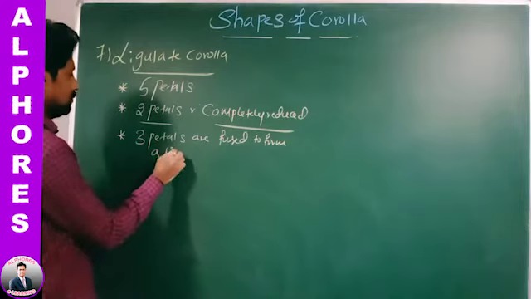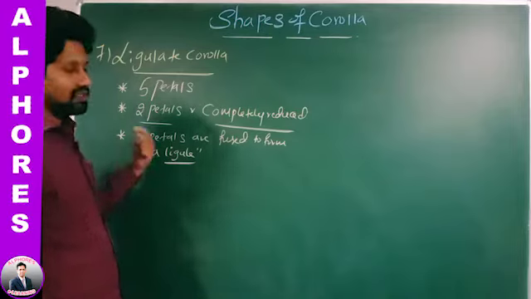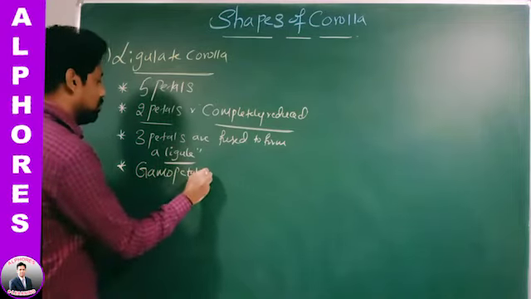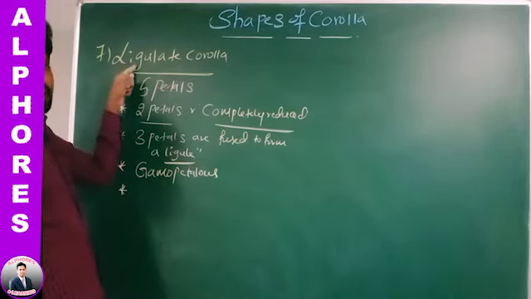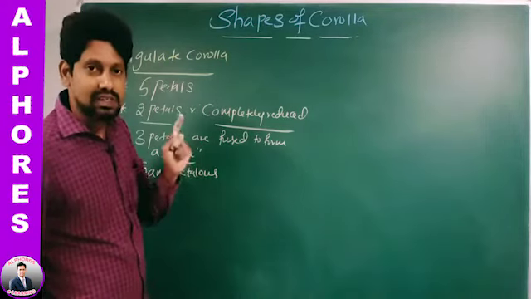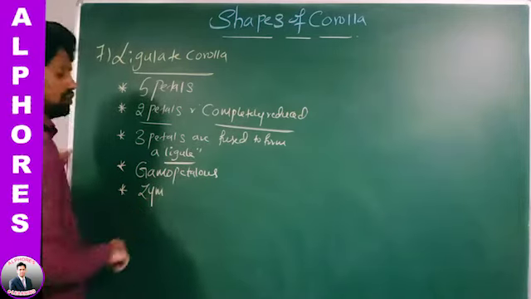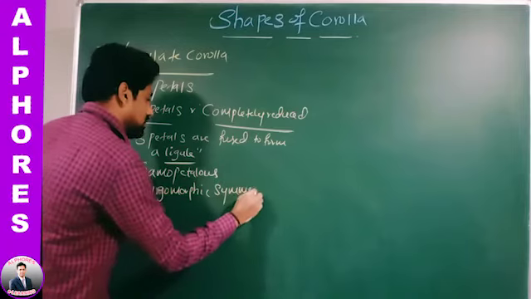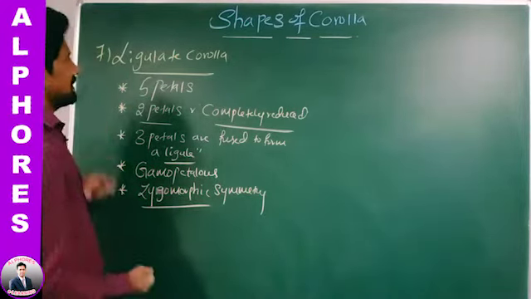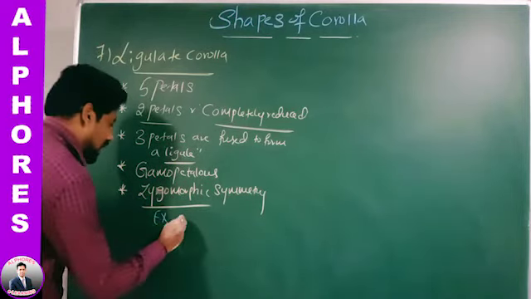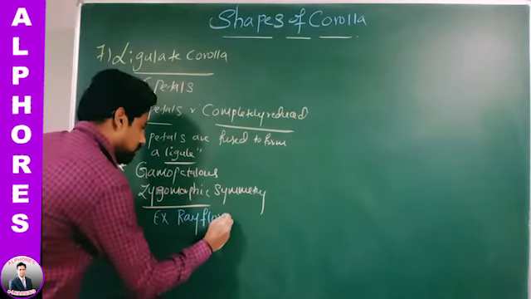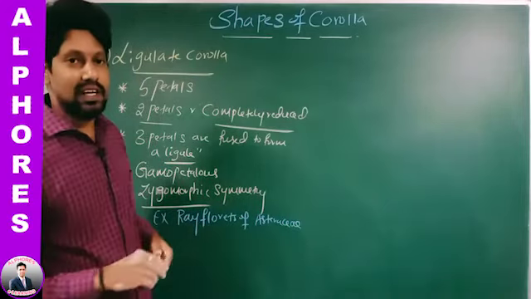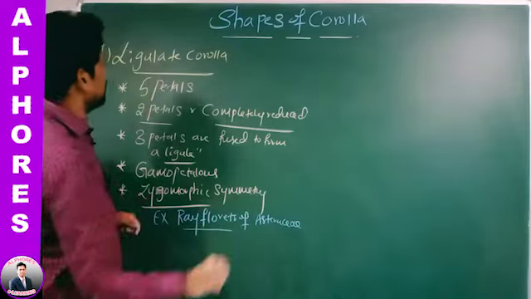to form a ligule. What is the meaning of ligule? Ligule means tongue. Therefore, petals are fused, so the condition is gamopetalous. This ligulate corolla is present in a flower which shows zygomorphic symmetry. What is the example for ligulate corolla? Ray florets of Asteraceae family. Disc florets of Asteraceae family show tubular corolla. Ray florets of Asteraceae family show ligulate corolla.